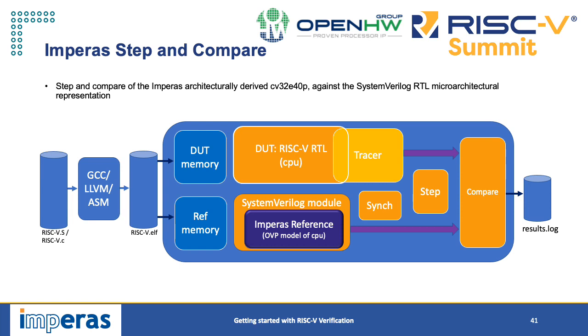To summarize, what we've seen here is we've taken an OVP representation of a CV32E40P tailored model from our enveloped RISC-V implementation. We've embedded that within a UVM test bench to be used as a reference to compare against the RTL. And we can do this because we can expose all of the internal states, such as the general purpose registers and the CSRs, and we can also accurately control the asynchronous inputs as well to ensure that the two stay in sync.